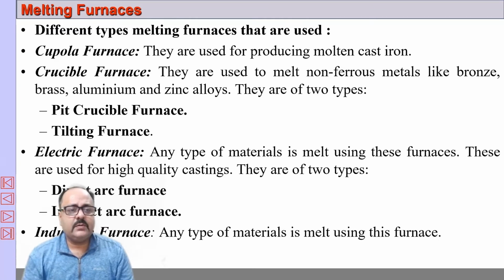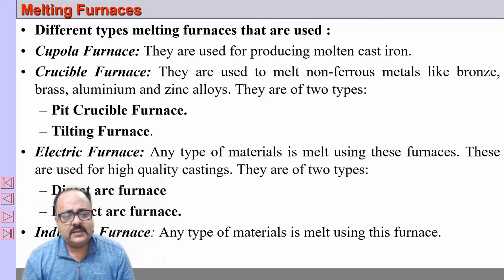So, one of the most common types and one of the most primitive types is the cupola furnace, which was used to melt cast iron. However, it is not used nowadays because of some environmental regulations, or rather very rarely used. And we have the crucible furnace. Crucible furnaces can be pit crucible furnace or tilting crucible furnace, mainly used for melting bronze, brass, aluminium, zinc, etc. And then we have the electric furnace, which can be direct arc furnace and indirect arc furnace, and we have the induction furnace, which can be basically of two types.